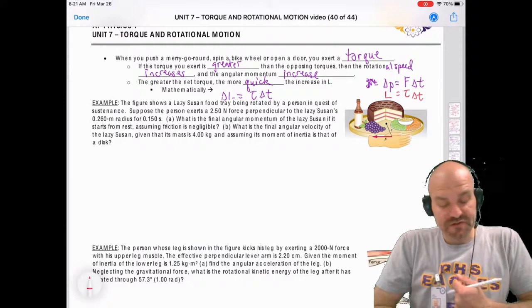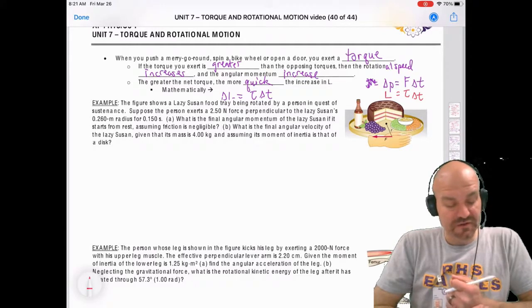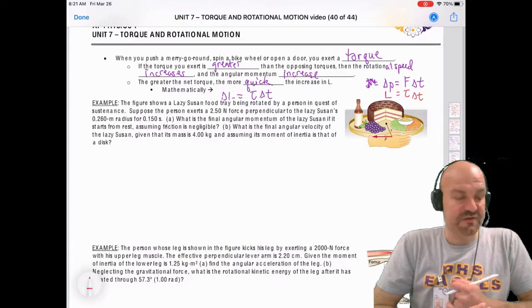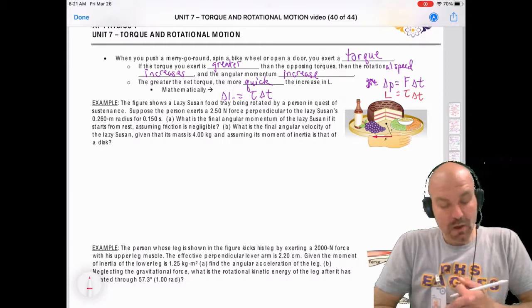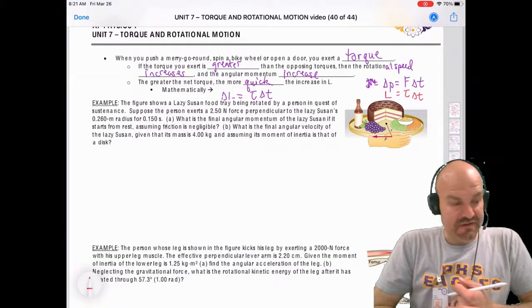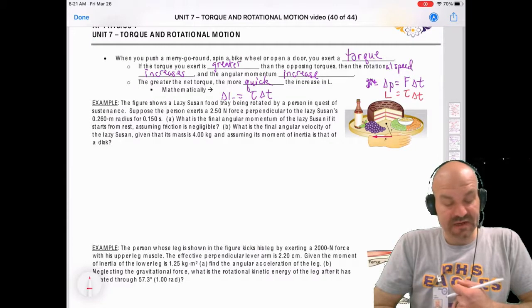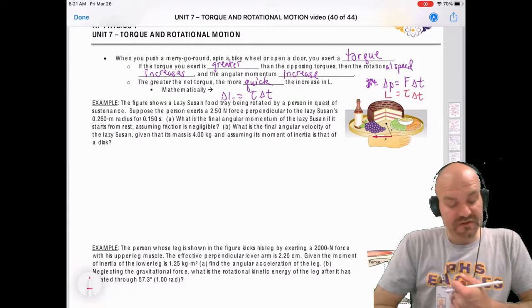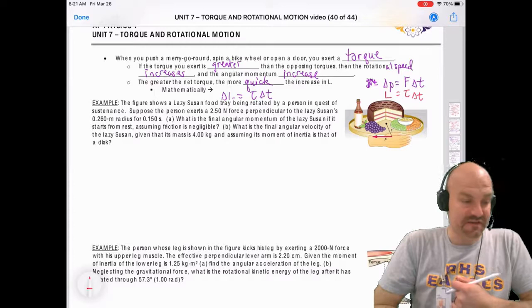Suppose the person exerts a 2.5 Newton force perpendicular to the lazy Susan's 0.260 meter radius for 0.150 seconds. What is the final angular momentum of the lazy Susan if it starts from rest, assuming friction is negligible? What is the final angular velocity of the lazy Susan given that its mass is 4 kilograms and assuming its moment of inertia is that of a disk?